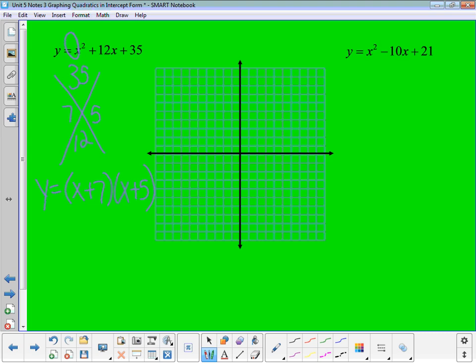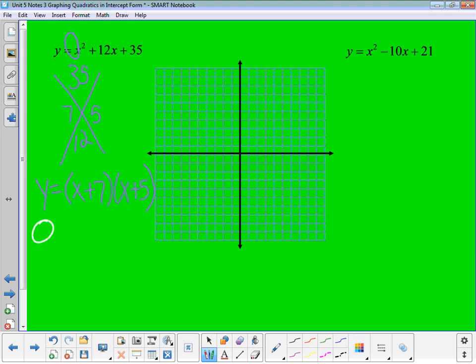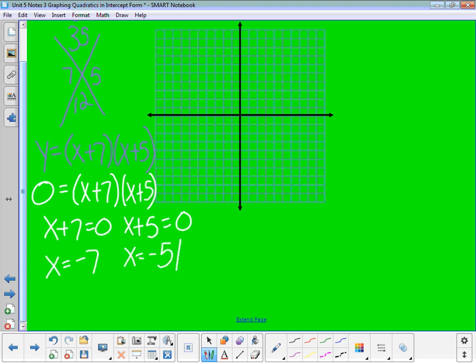So now I want to go through and use the zero product property and do my intercept form. So we're going to set it equal to 0, and then we have x plus 7 times x plus 5 is equal to 0. So now we're going to set each of those factors equal to 0. So for our x-intercepts, we get that x is equal to negative 7 and x is equal to negative 5. So again, I just use the zero product property, set each of them equal to 0, and then I solve. So my x-intercepts are at negative 7 and negative 5.